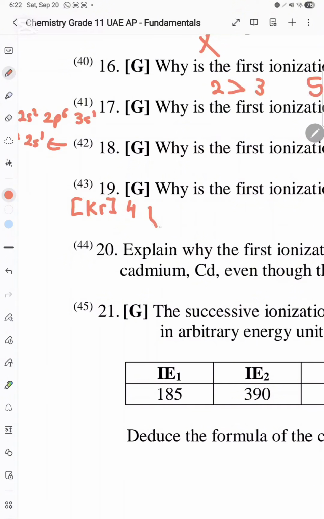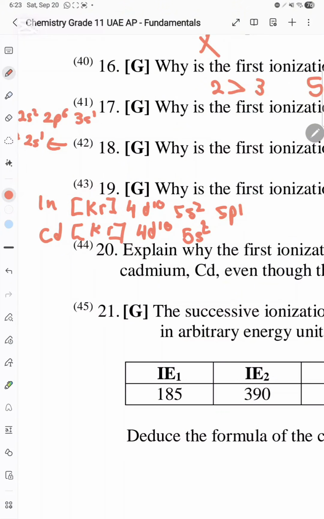This is for question 20, by the way. I don't know why I'm writing it here, but there's no space. 4d10, 5s2, and 5p1. This is for In, and for cadmium it's krypton, 4d10 and 5s2.